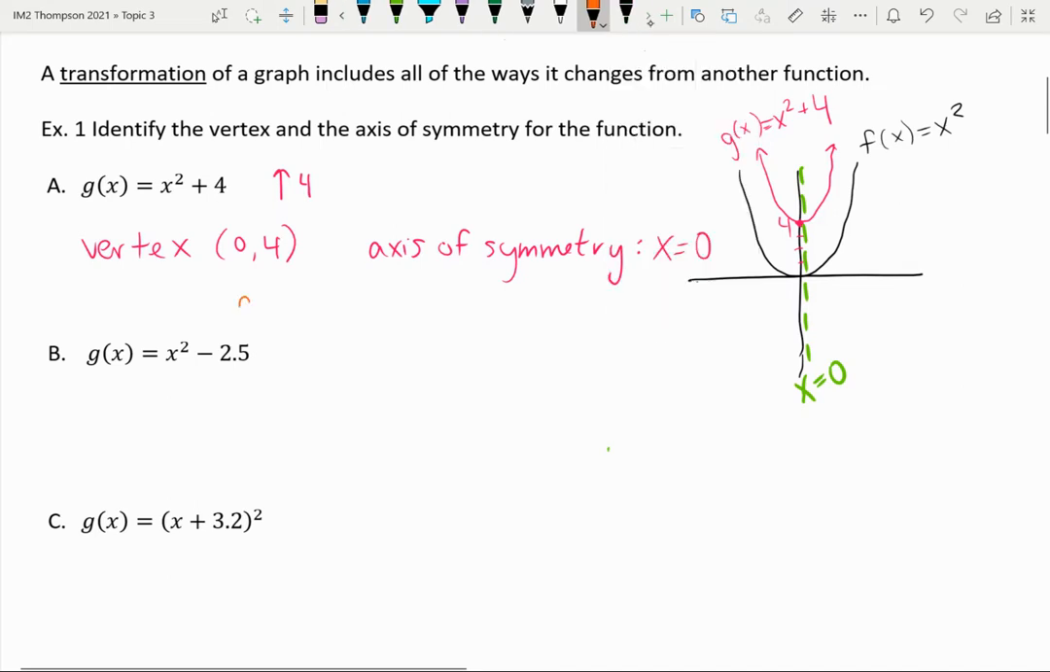And actually, the axis of symmetry is always going to be x equals some number, and that number is always the x coordinate of the vertex. Always. So if you can find the vertex, then you can find the axis of symmetry. Makes it easy. Keeps it simple.